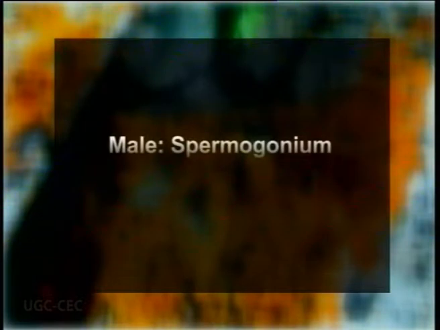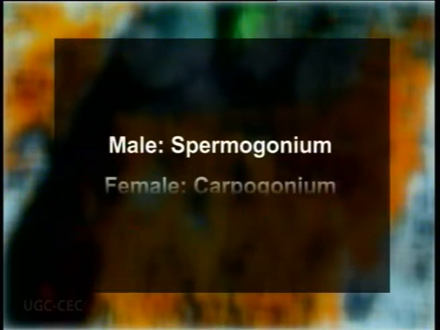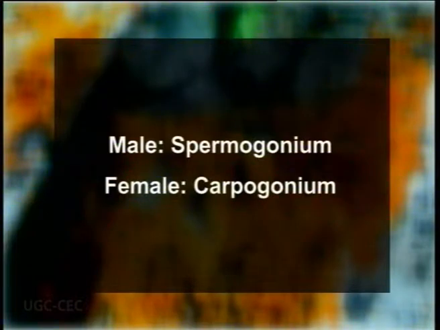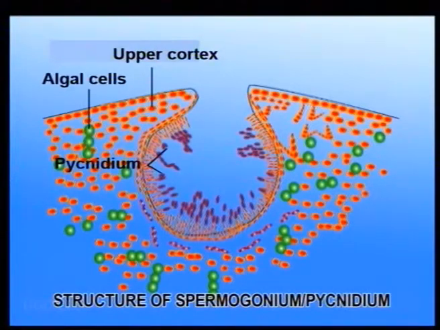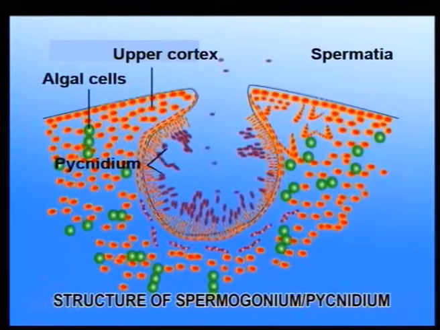Sexual reproduction in lichens. This mode of reproduction in lichens is the concern of the fungal partner of the lichen thallus. The male reproductive organ here is called the spermogonium, and the female reproductive organ the carpogonium. Structure of spermogonia. In some species of lichens, the pycnidia-like structures function as spermogonia. Each spermogonium is a flask-shaped structure and opens by a small pore called an ostiole. The cavity of the spermogonium is filled with sterile and fertile hyphae.